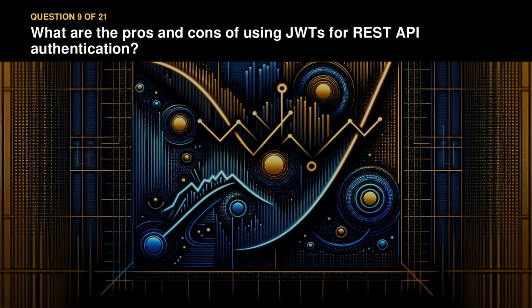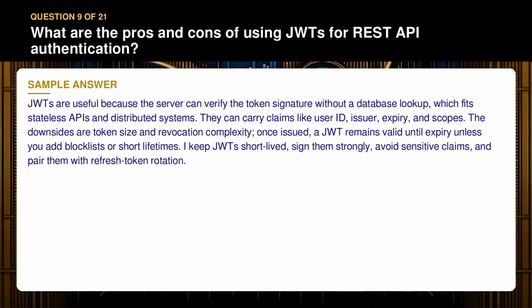Question 9. What are the pros and cons of using JWTs for REST API authentication? JWTs are useful because the server can verify the token signature without a database lookup, which fits stateless APIs and distributed systems. They can carry claims like user ID, issuer, expiry, and scopes. The downsides are token size and revocation complexity. Once issued, a JWT remains valid until expiry, unless you add block lists or short lifetimes.